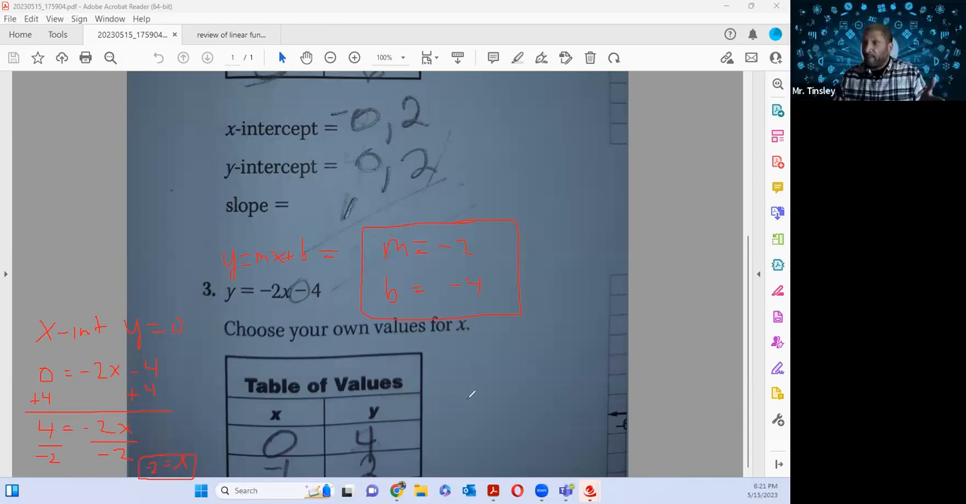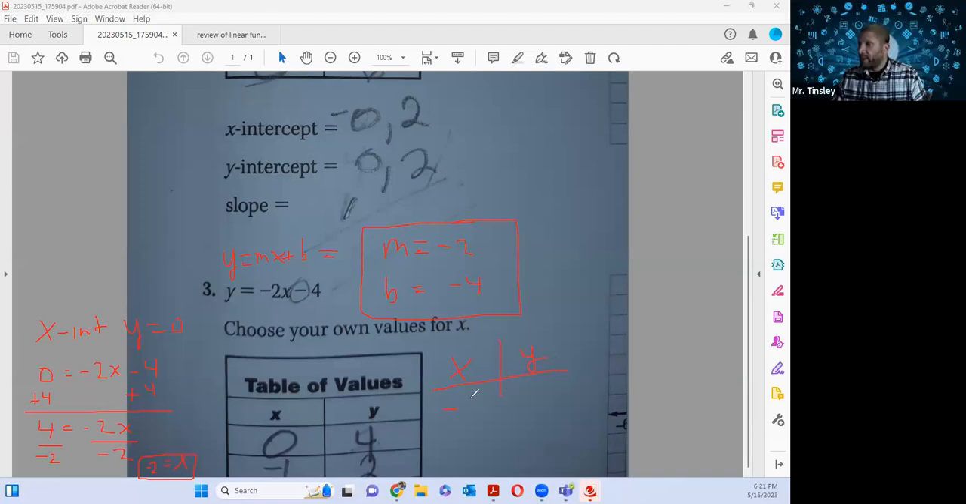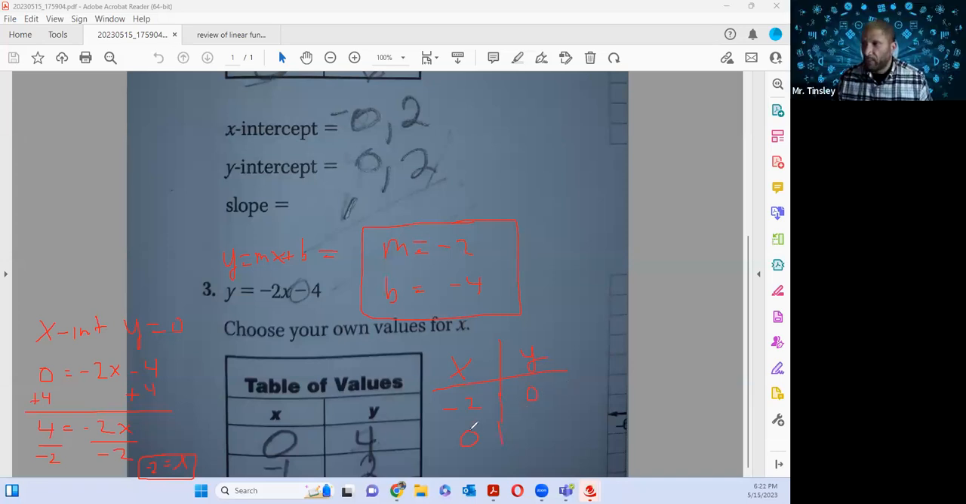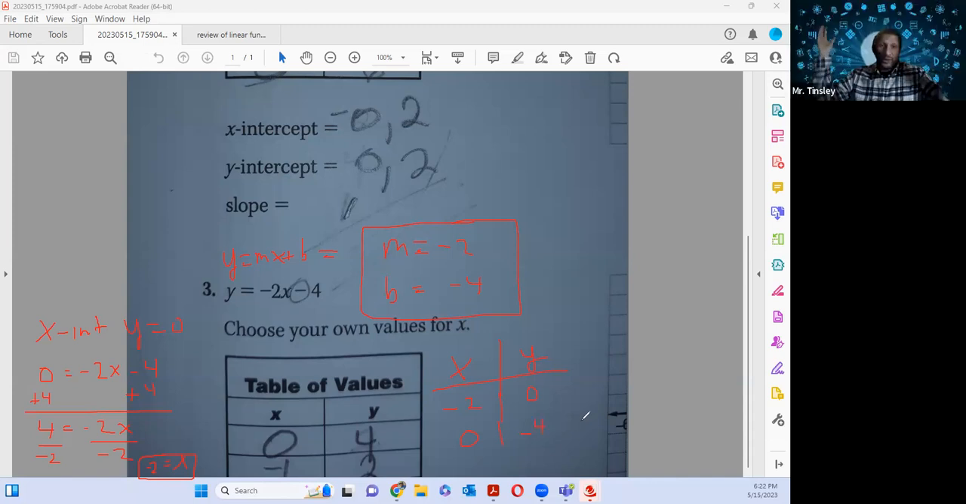So your first point is going to be x and y. My first point is going to be -2, 0. That's my x-intercept. My y-intercept is where x equals 0. That's easy. But we already know the y-intercept. There's no math to do. I already told you what it is: -4. Done. Use those 2 points to graph your line.